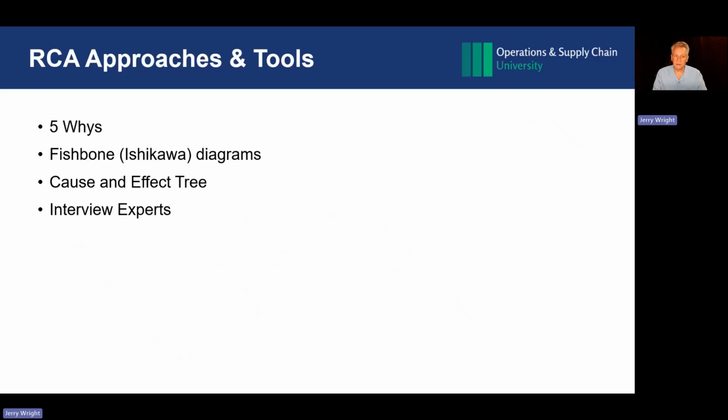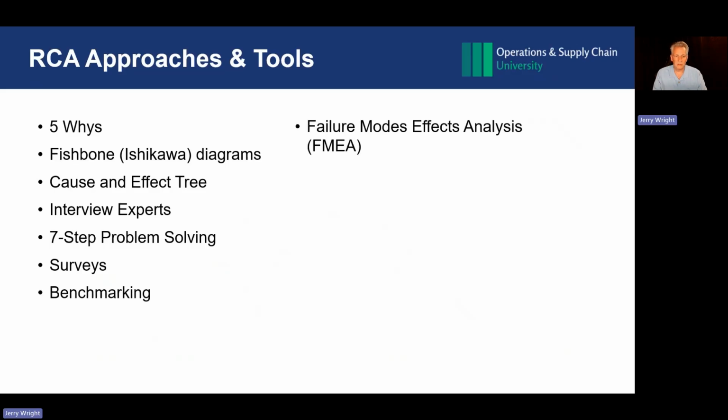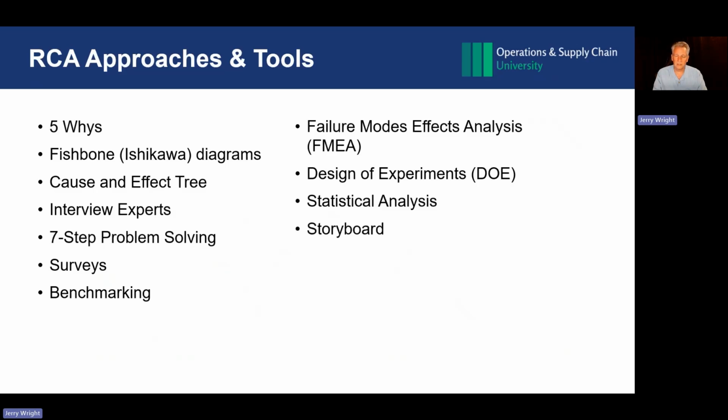You can interview experts to figure out things. 7-step problem solving, we'll talk about that in a future lesson. You can take surveys to get information from people. You can do benchmarking, failure modes and effects analysis, design of experiments, DOE, which is a common Six Sigma tool, and statistical analysis, another Six Sigma tool. You can do a storyboard, kind of like a flow chart. You can make a flow diagram like we do in process mapping, or just do process mapping itself. These are all common ways to get to root cause analysis.